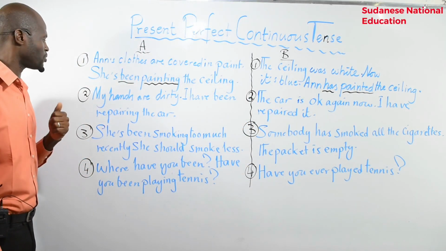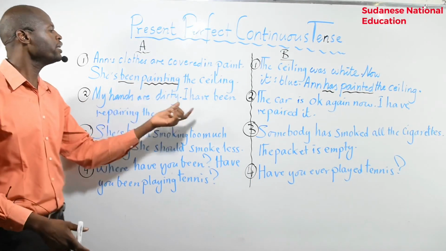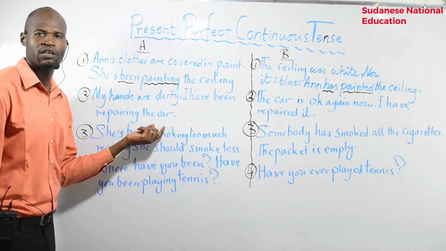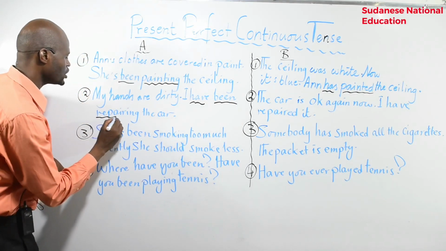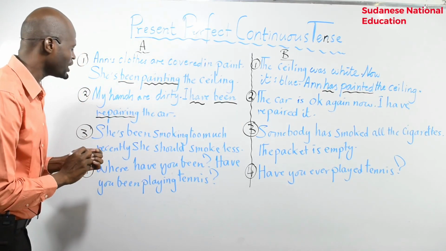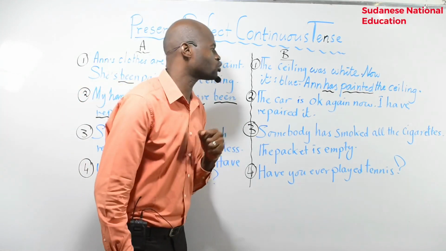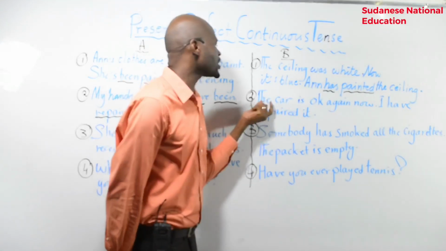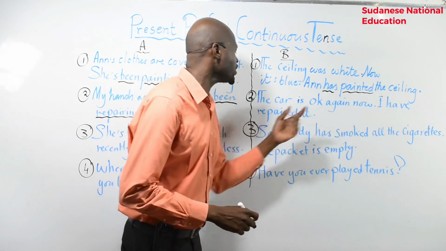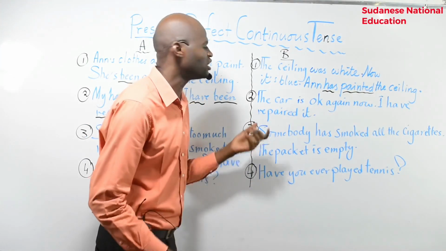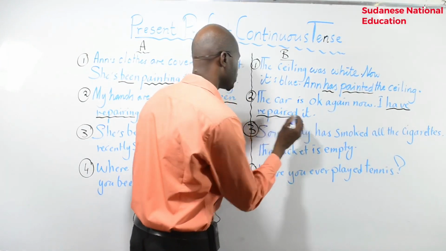Let's take another example. My hands are dirty. Now, I have been repairing the car. This is present perfect continuous, and in this situation we are interested in the action. Okay, number two, let's see the present perfect. The car is okay again now. I have repaired it. This one is present perfect tense.